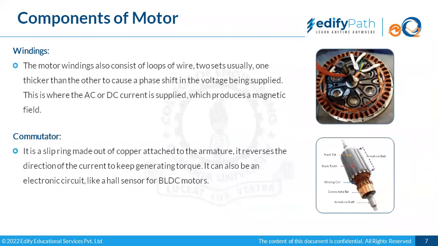So, components of the motor. If we talk about the windings, the motor winding consists of loops of wire, two sets, usually one thicker than the other, to cause a phase shift in the voltage being supplied. This is where the AC or DC current is supplied, which produces a magnetic field.